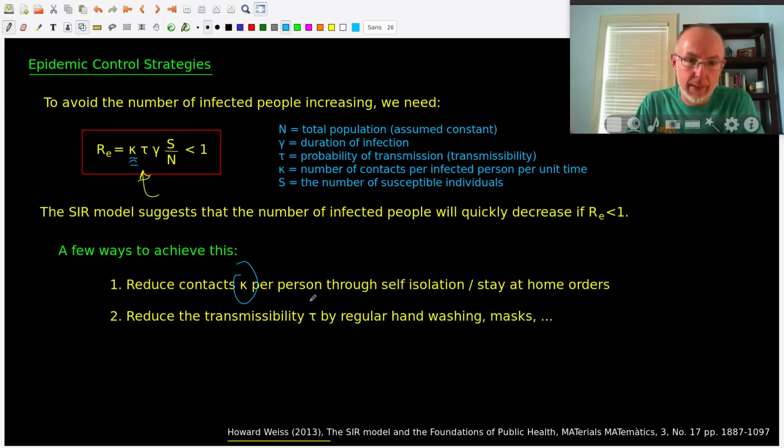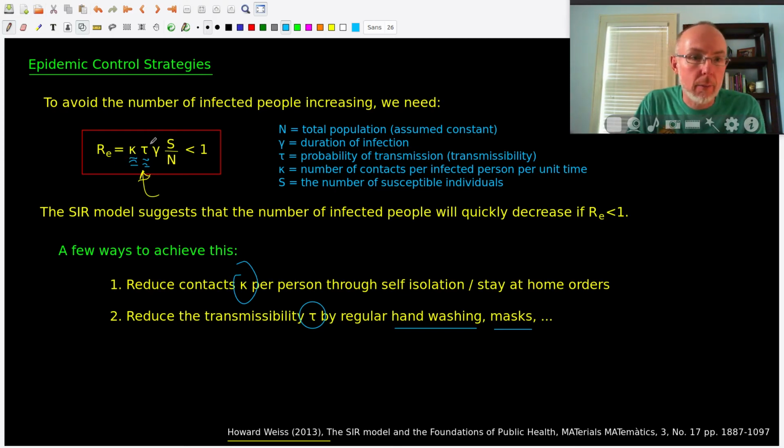The second approach is to reduce the value of tau in the expression. Tau is the probability that we're going to transmit it. It's the fraction of interactions that actually lead to a new case. And you can reduce that by hand washing, right? If you wash your hands more, you're less likely to pass the disease on. If you wear a mask, you're less likely to breathe on people. The interactions that you're having are less likely to be transmitting the disease. That's the goal of reducing tau. So that's the second thing we can reduce.